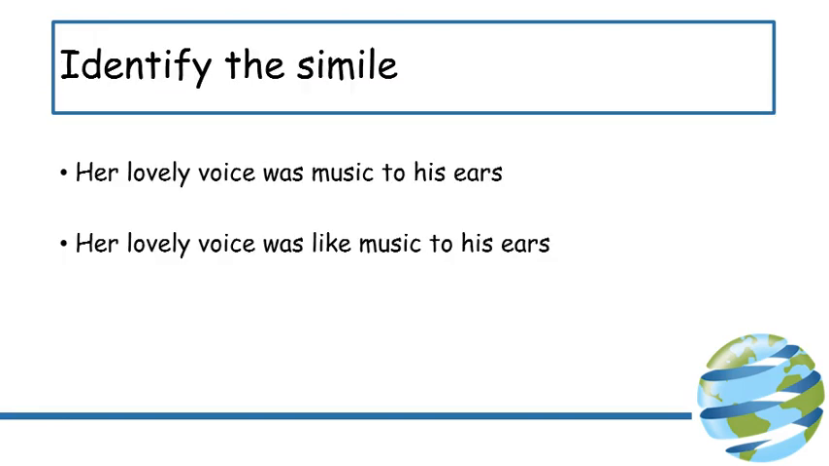Here are two examples. I want you to try and pick out which one of these you think the simile is. Her lovely voice was music to his ears, or her lovely voice was like music to his ears. Here, the second one is the simile, because we've got this word here, like, which is showing us that it's a comparison.